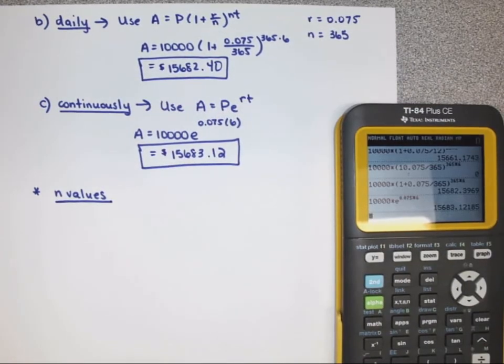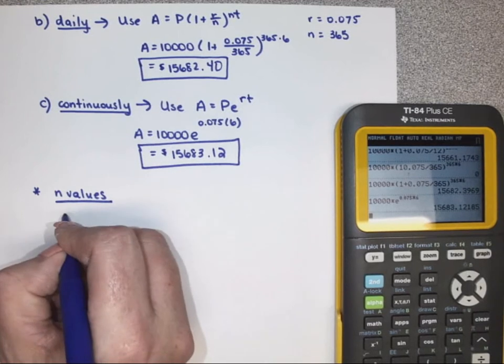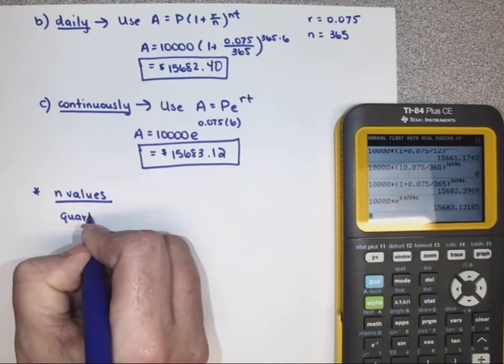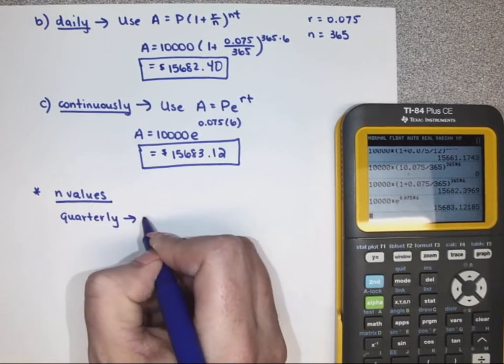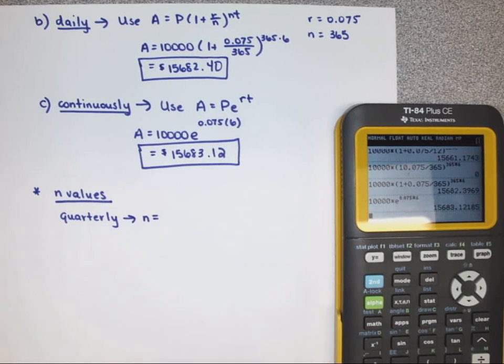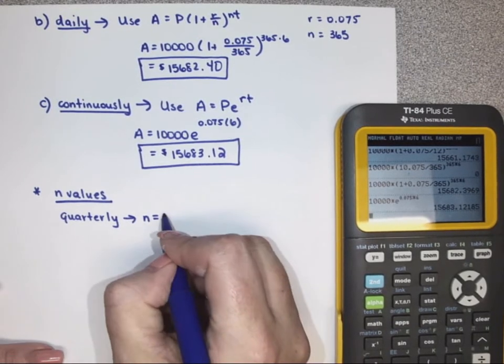So scientific calculators are pretty easy to come by. Okay? So some other ones that you might see: quarterly. So if interest is compounded quarterly, what would N be? 2. Nope. 4. Yeah, quarter literally means 4 times a year, right? So yeah, N would be 4.